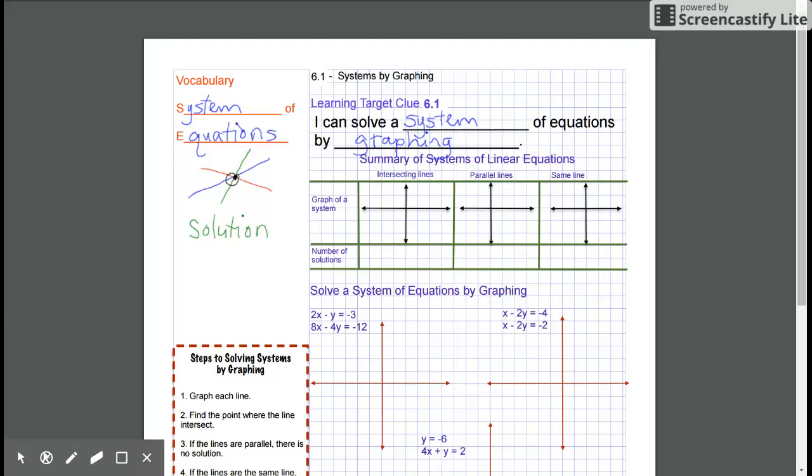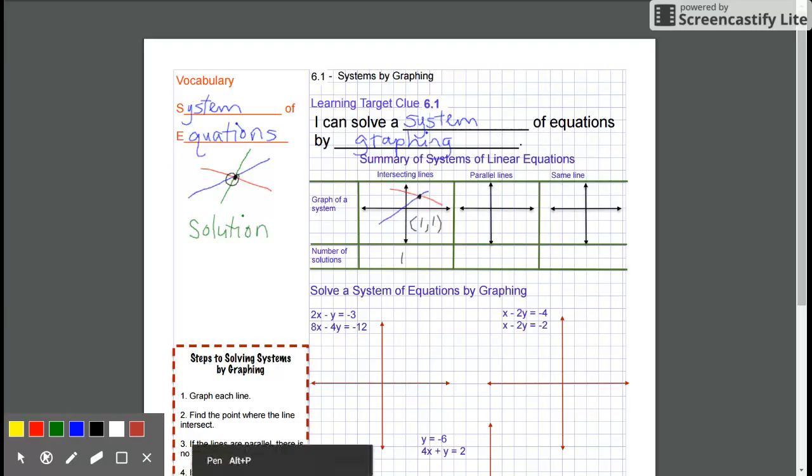Now, the thing about systems of equations is that a system of equations can have different types of solutions. If we have 2 intersecting lines like this, there's only going to be one solution, and that one solution is right there. In this case, it looks like it's 1, 1. That is the point that the 2 lines have in common.